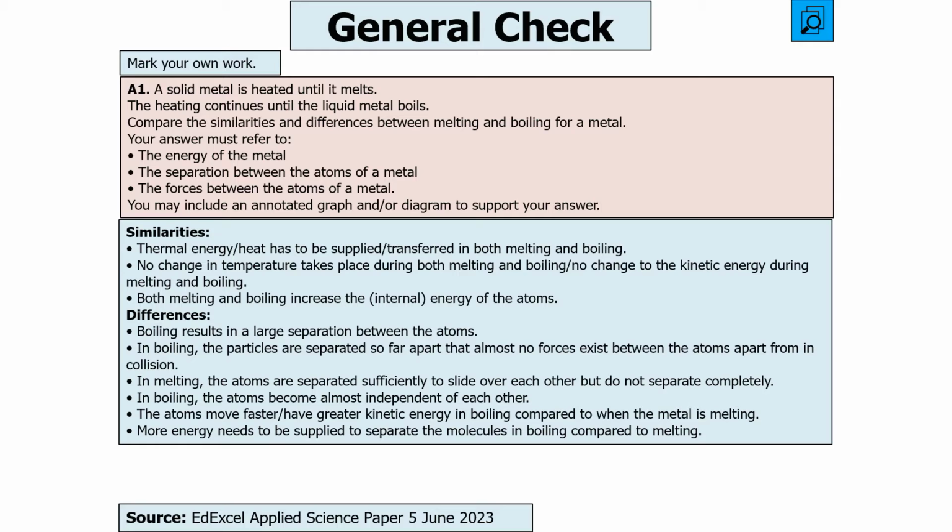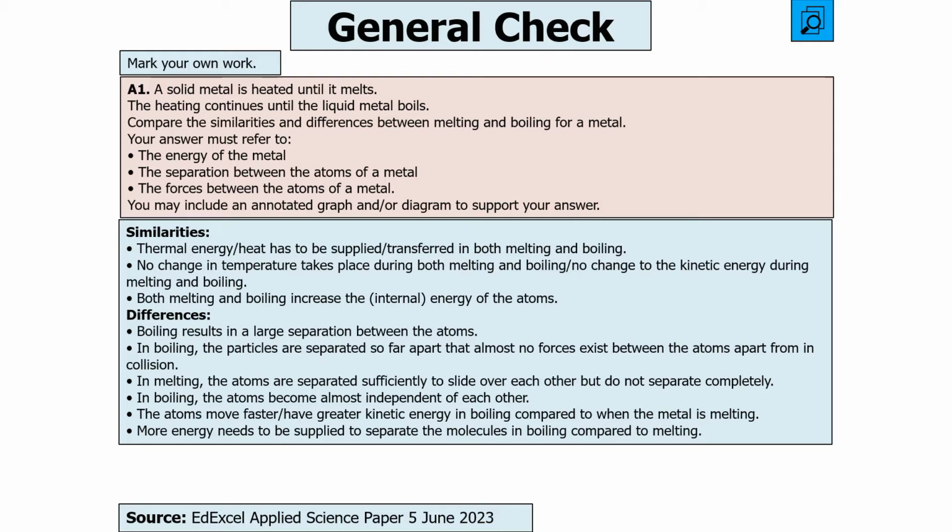Now, boiling results in a larger separation between the atoms. So in boiling, the particles are separated so far apart that almost no force will exist between the atoms, whilst in melting, the atoms are separated sufficiently to slide over each other, but not completely. So we can say that in boiling, the atoms have become pretty much independent of each other and all the intermolecular forces of attraction or intermolecular bonds have been removed. That's not the case when they're melting.